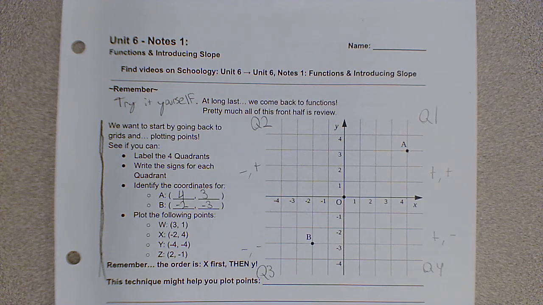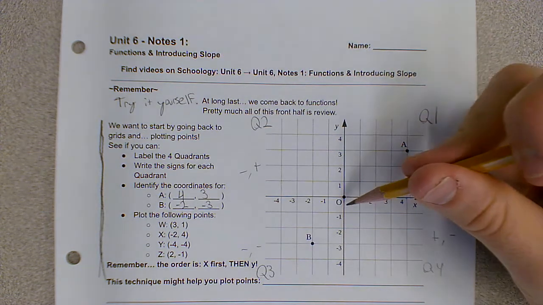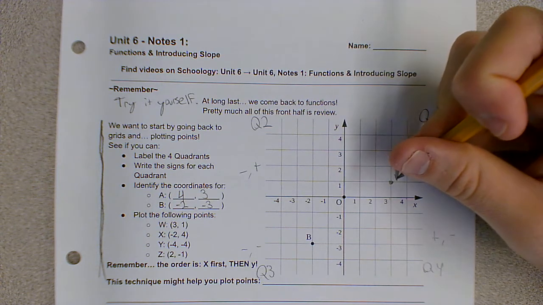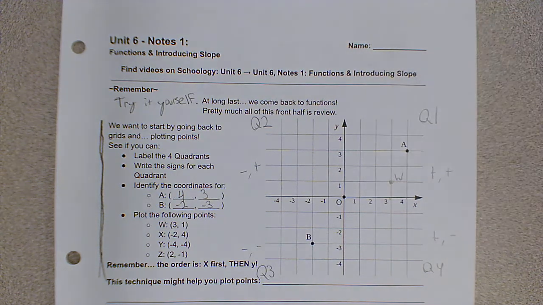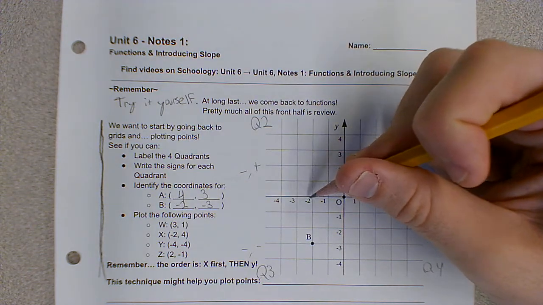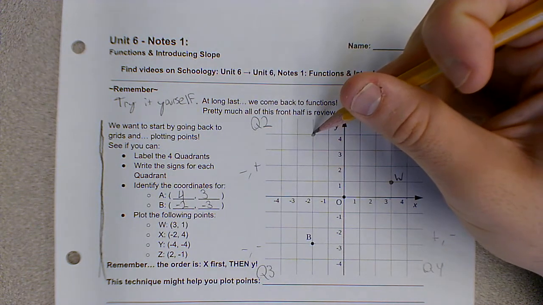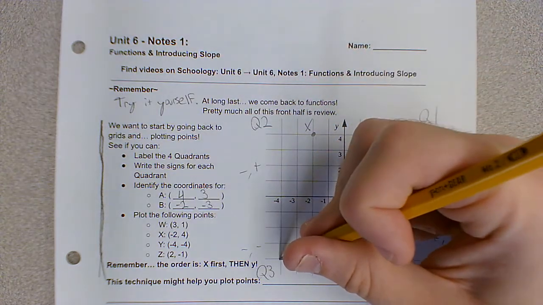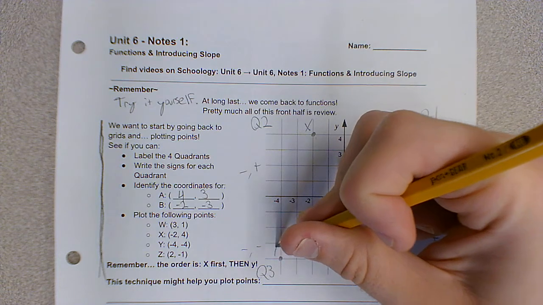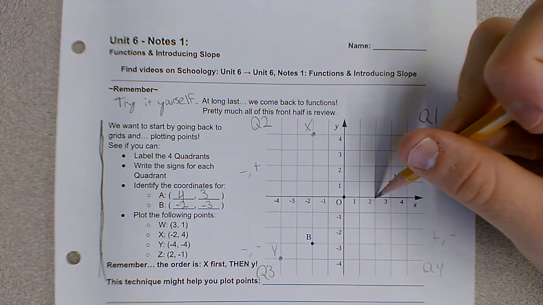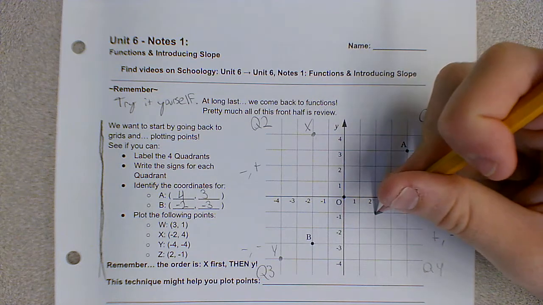We also got to make sure we know how to plot our points. So we can go over to 3, up to 1 for W. Make sure you label each point so you know which is which. For X, we go negative 2, up to 4. Y is negative 4, negative 4. And then Z is going to be 2, down to negative 1.